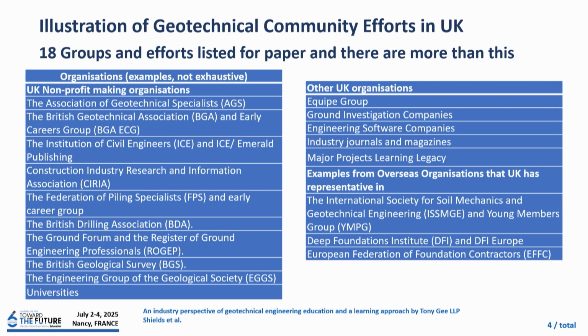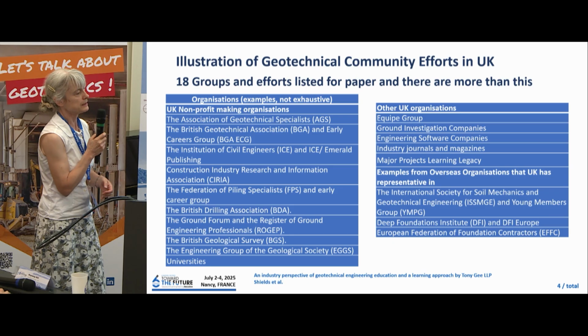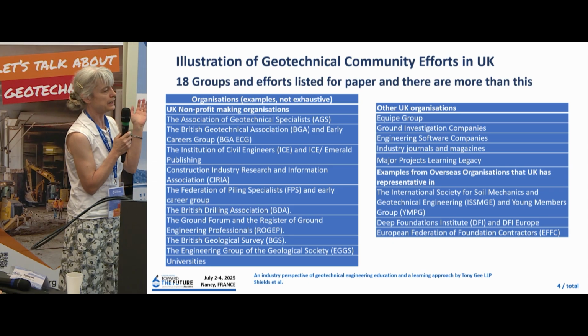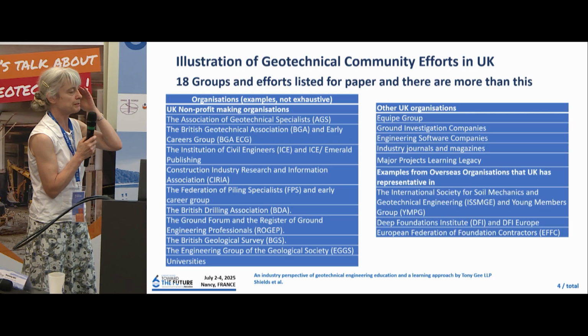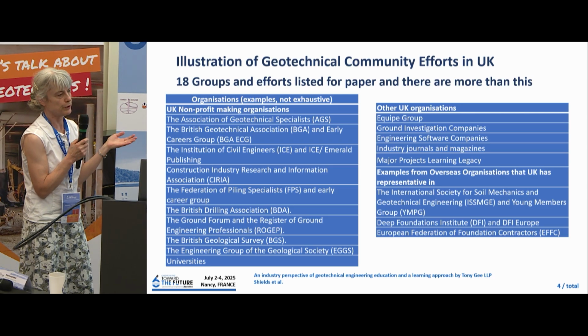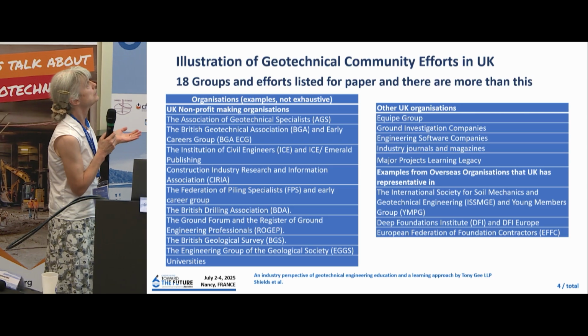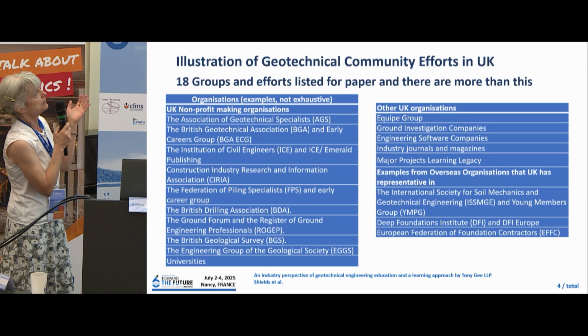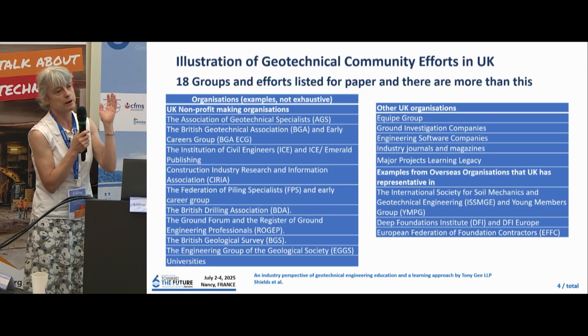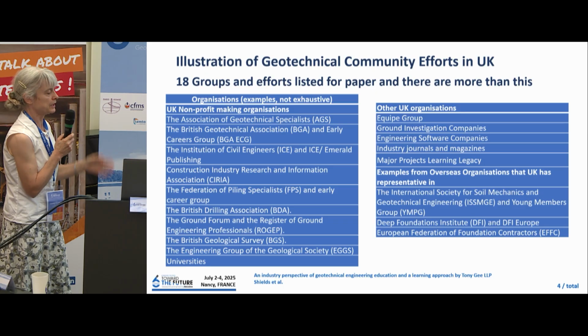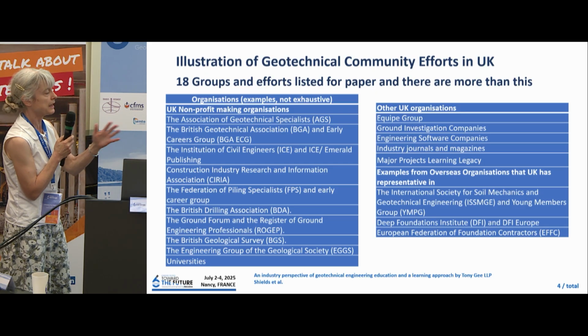So just firstly, to give an example, we hadn't seen this, so we thought it was worth compiling a list of at least some of the groups in the UK that are involved in education and research. So here's a list of 18 groups and efforts listed for the paper, and there are more than this. For instance, the British Tunnelling Society and the British Dam Society and others.